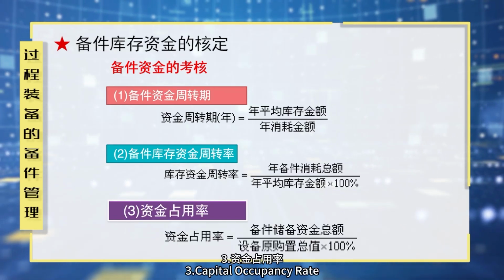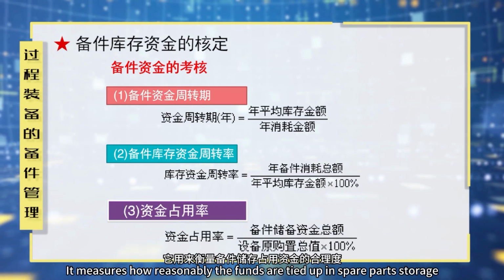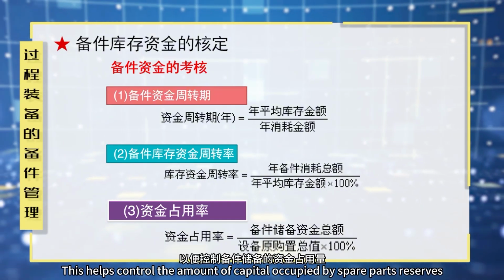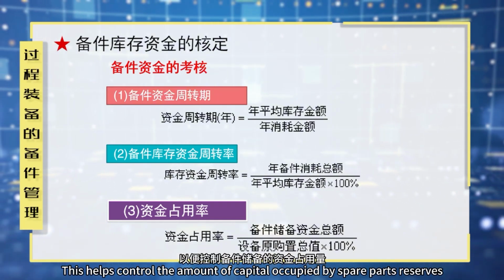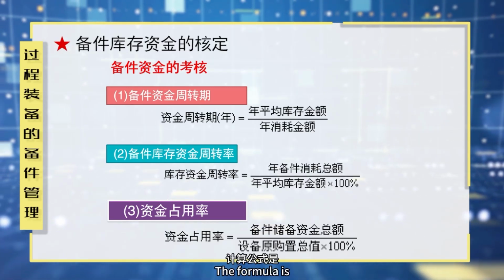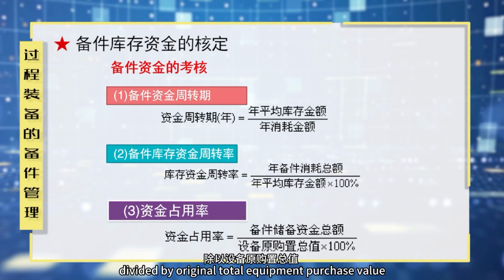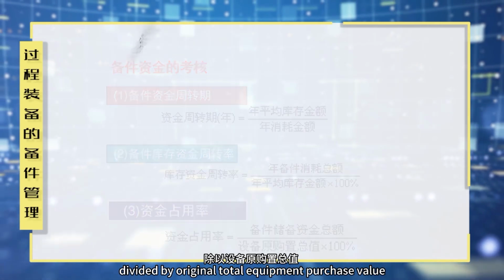Third, capital occupancy rate. It measures how reasonably the funds are tied up in spare parts storage. This helps control the amount of capital occupied by spare parts reserves. The formula is total spare parts reserve funds divided by original total equipment purchase value.